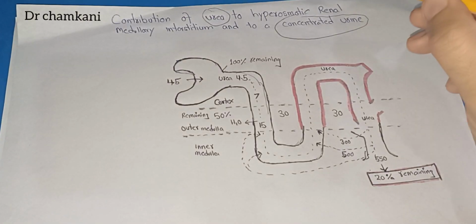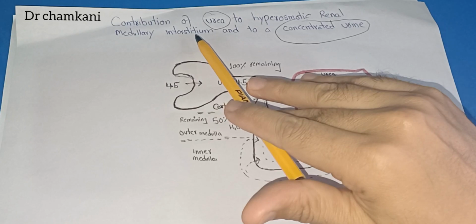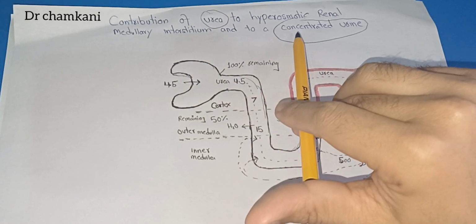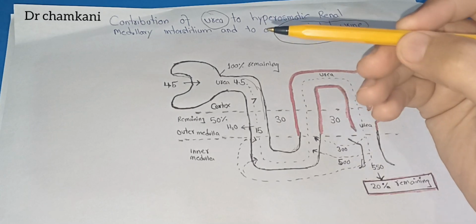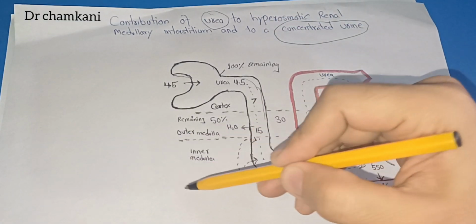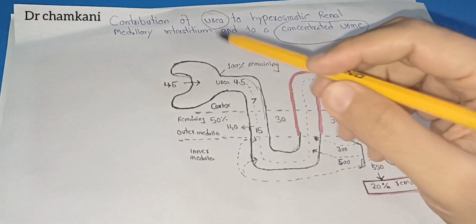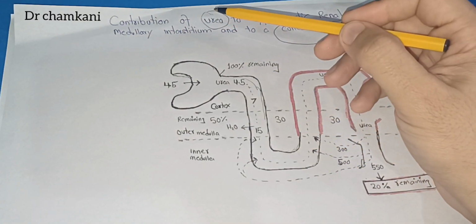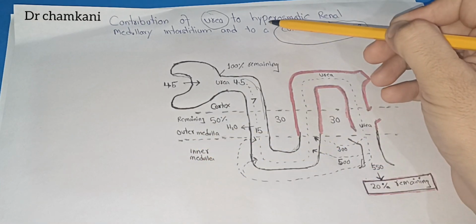Today in this lecture, we will talk about the contribution of urea to the hyperosmotic renal medullary interstitium and to a concentrated urine. So far we have discussed that a concentrated, hyperosmotic renal medulla is very important. And today we will study the role of urea in keeping the medulla hyperosmotic.